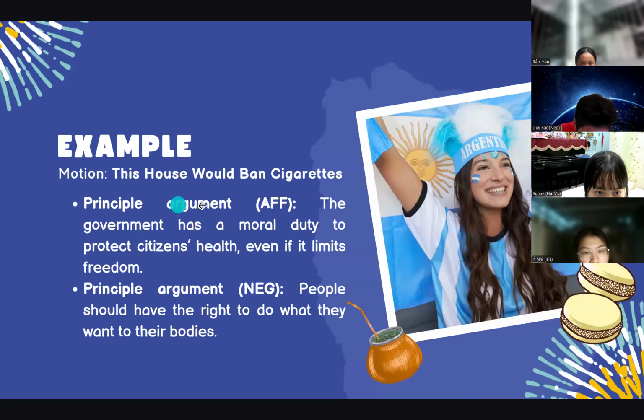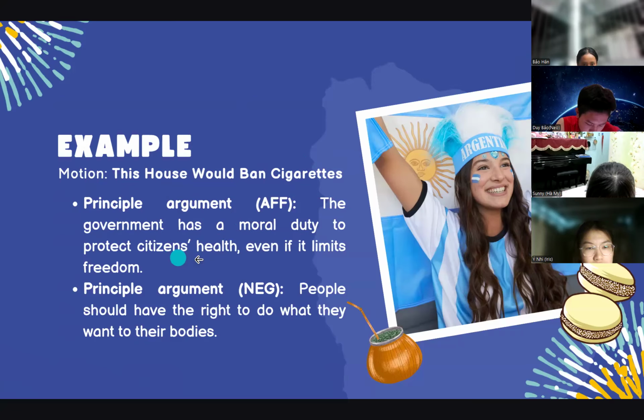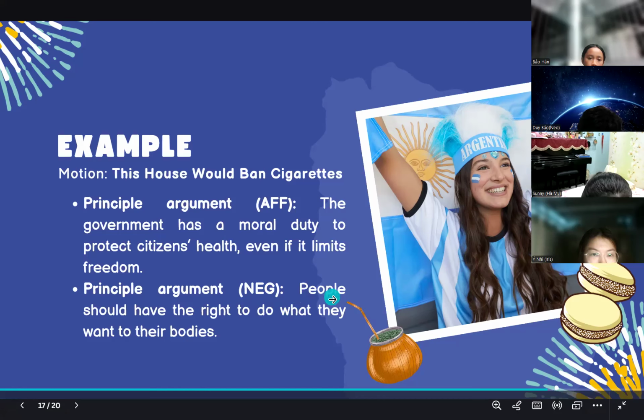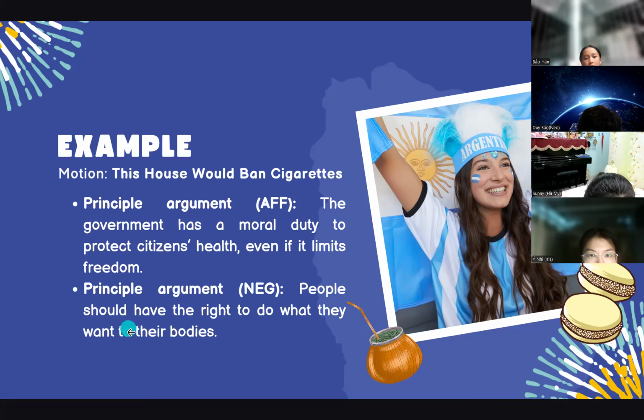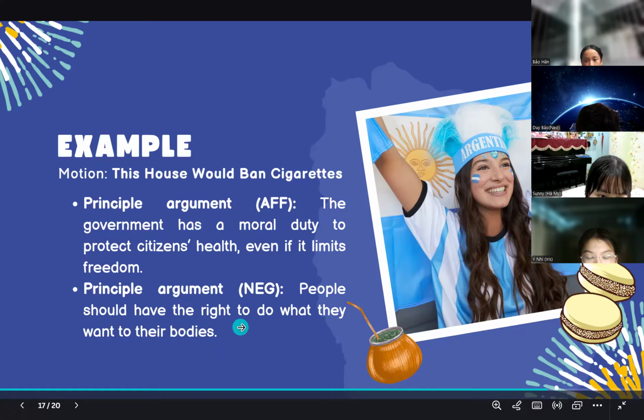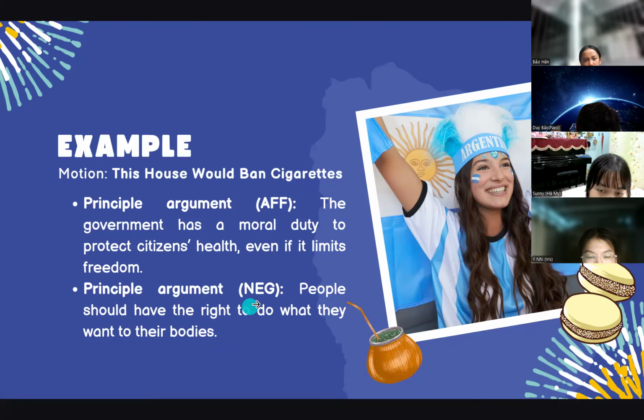Again, the same motion. But if I'm the affirmative and I make a principal argument, I would say, okay, we would ban cigarettes because the government has a moral duty to protect citizens' health, even if it limits freedom. And that's the principle because the government has a duty to do it. It doesn't really have an outcome, but yeah, it's a principle. On the negative, I can say people should have the right to do what they want to their bodies because it's their body. They can smoke a cigarette if they want.